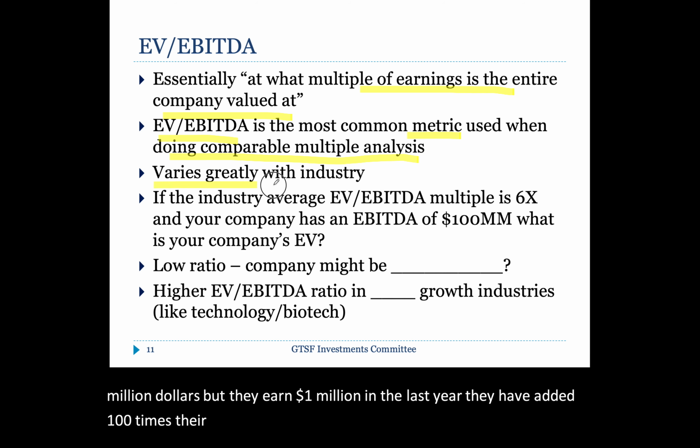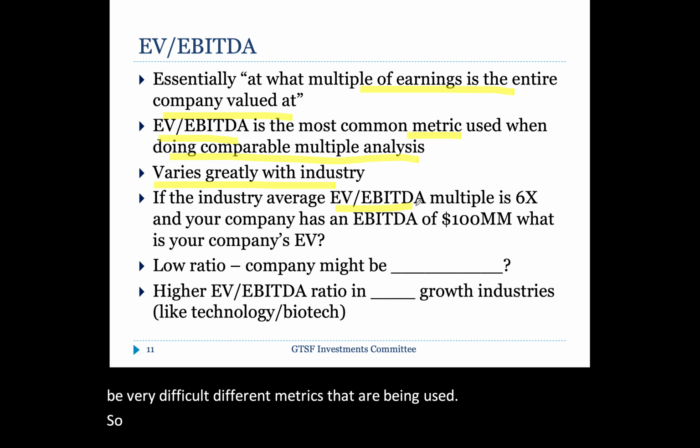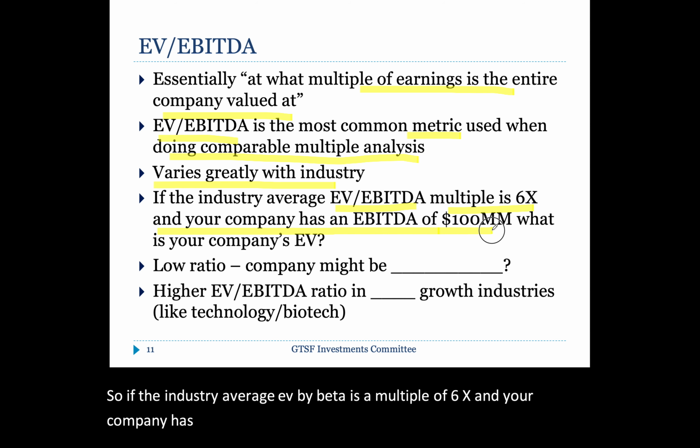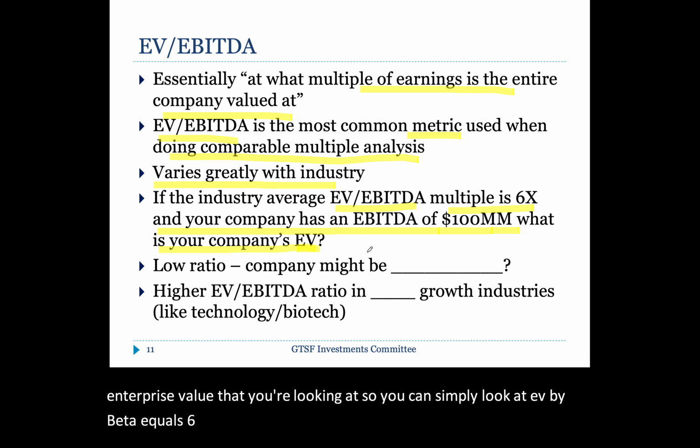So it varies greatly with industry. So we have to be very careful when comparing a tech company with a biotech company. There'll be very different metrics that are being used. So if the industry average EV by EBITDA is a multiple of 6x and your company has an EBITDA of 100 million, what is your company's EV, enterprise value, that you're looking at? So you can simply look at EV by EBITDA equals 6x, plug in the different ratios, and you can see where that company is trading at.